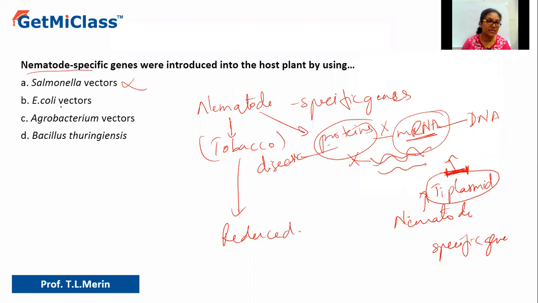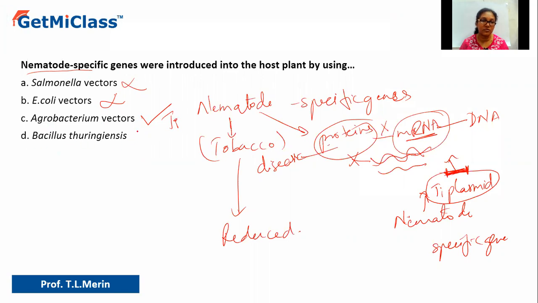Option B says E. coli vectors. E. coli vectors are used for many cases, for production of human insulin, etc. But in this case of nematode-specific genes, these were not used. Option C says Agrobacterium vectors. Yes. As I told you, the Ti plasmid belongs to Agrobacterium. Hence that is the correct answer.